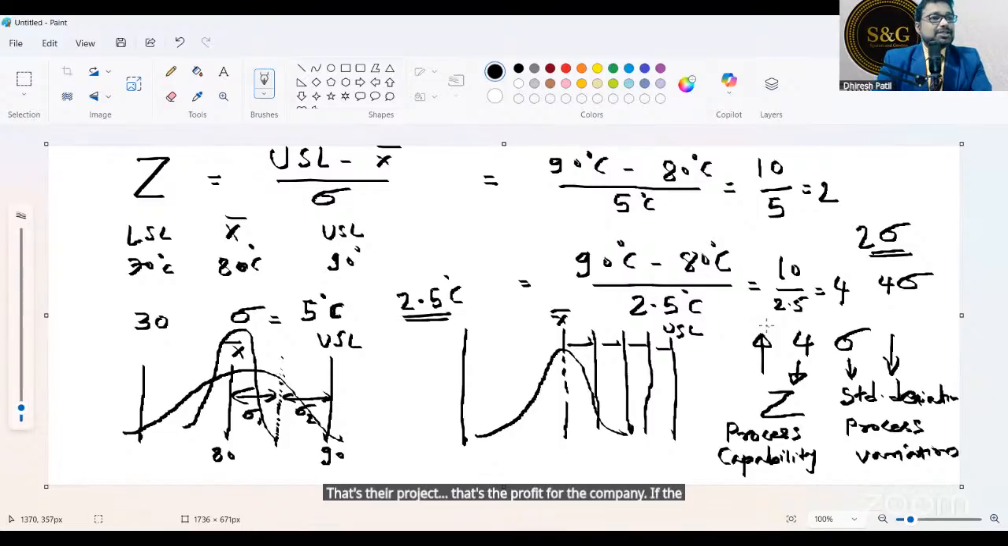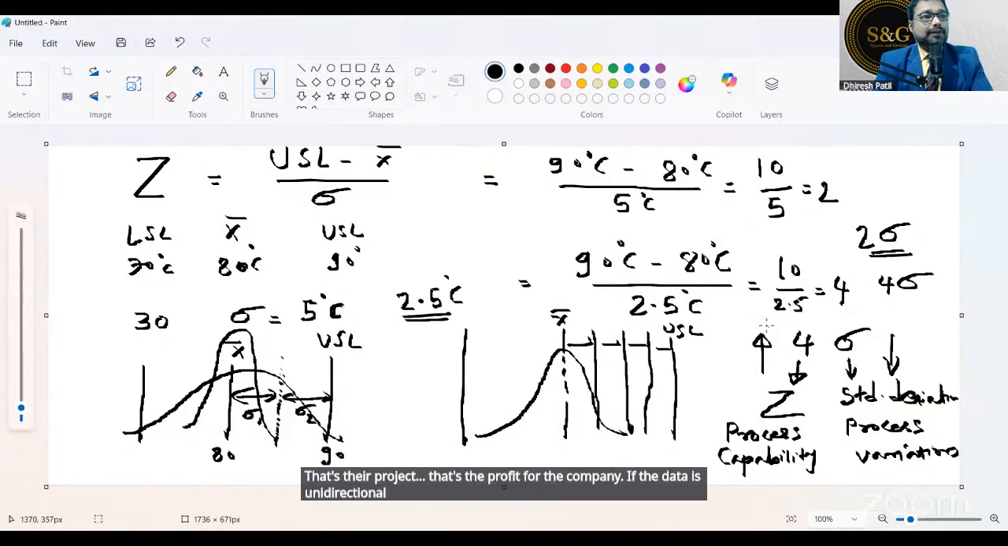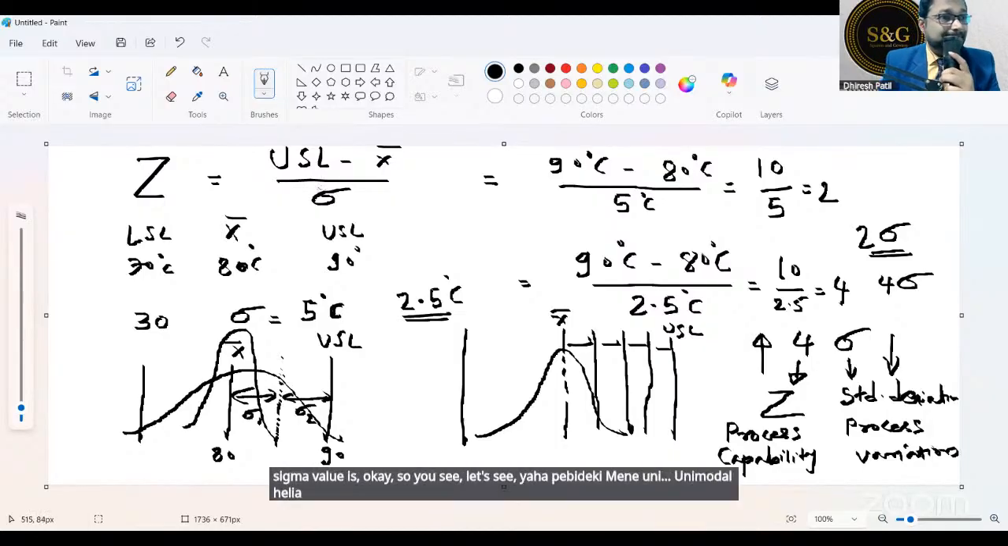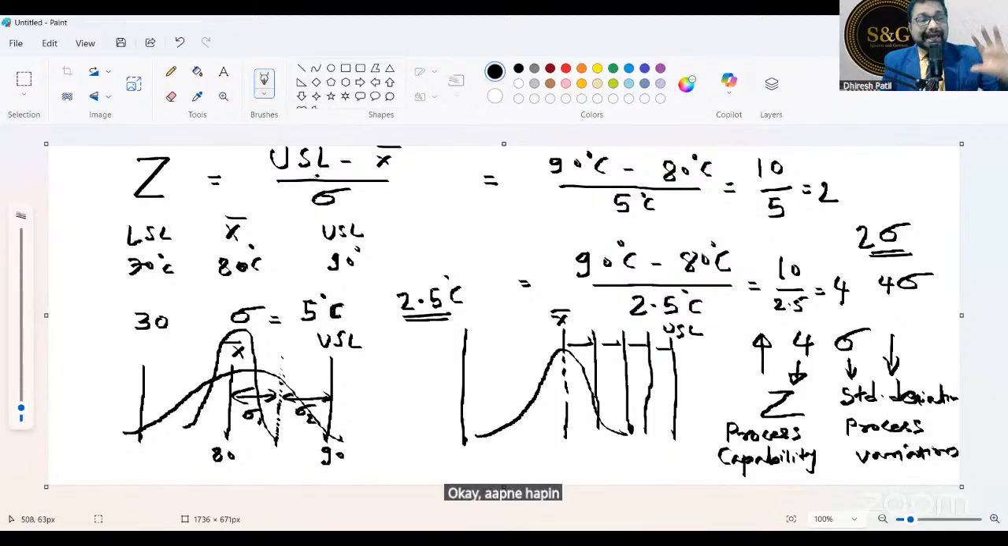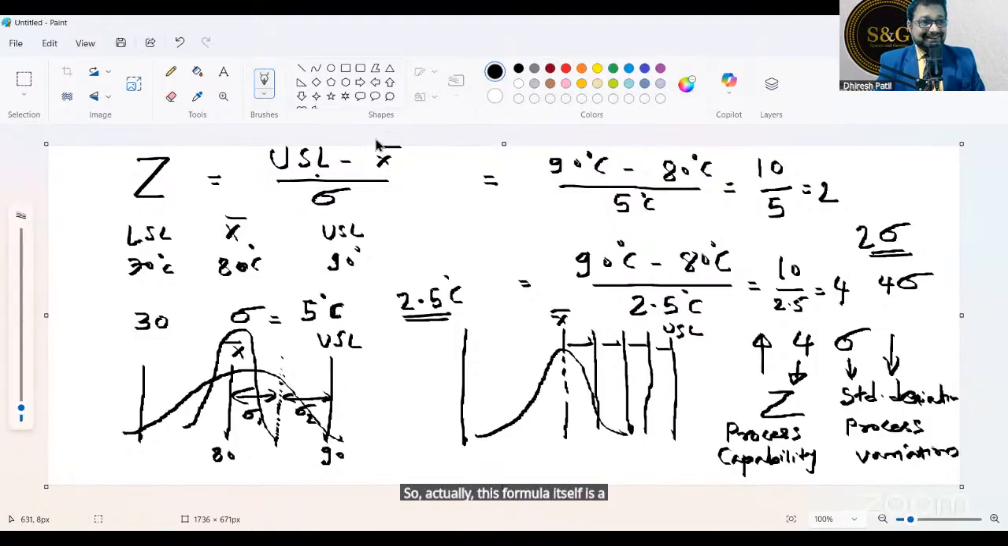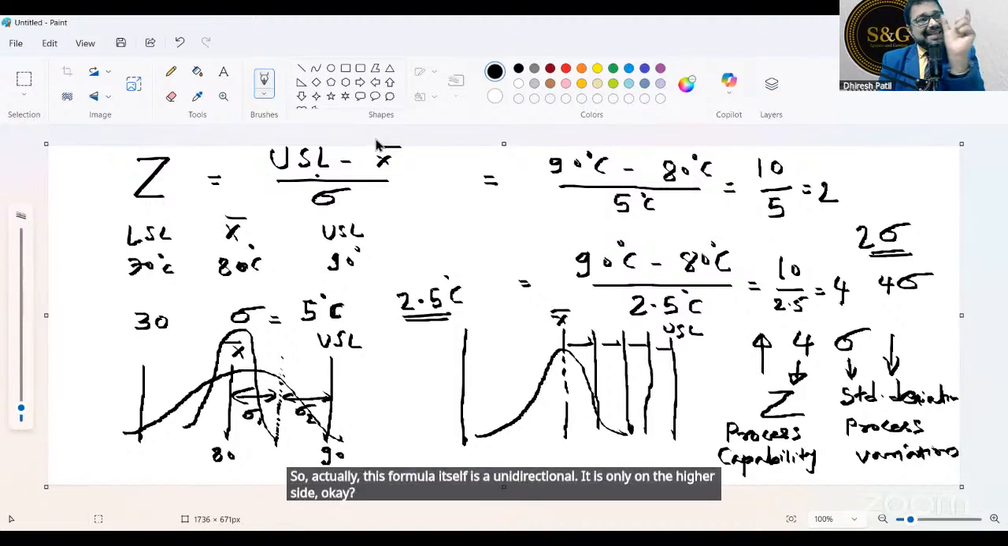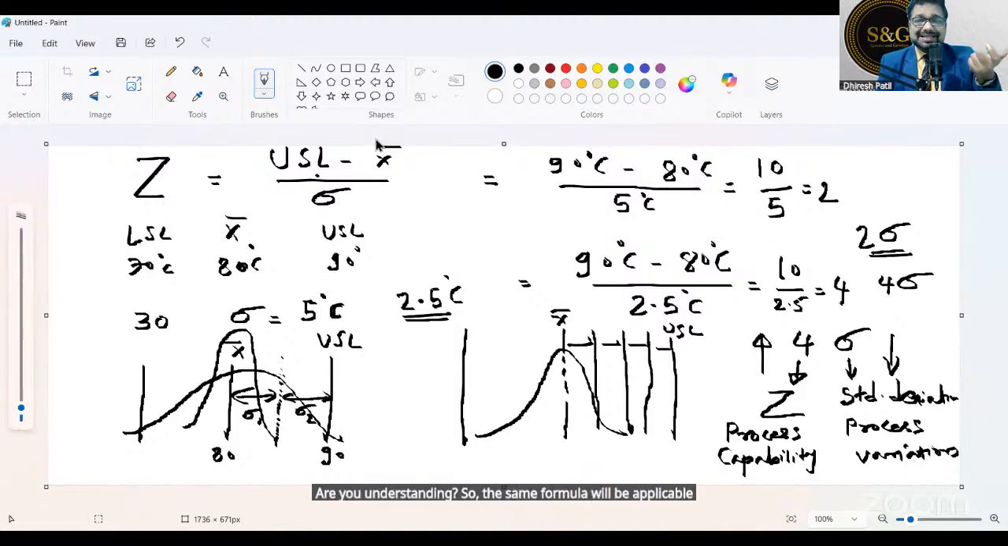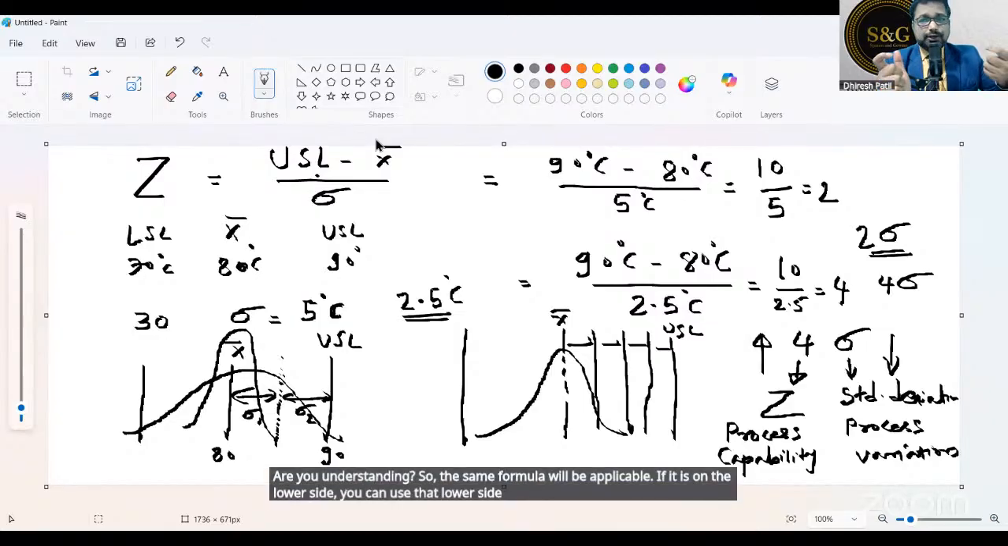If the data is unidirectional, then find the sigma value. So whichever way the sigma value is, okay. तो इसीलिए यहां पे भी देखिए मैंने यूनी मॉडल ही लिया है मितेश जी. ओके, आपने यहां पे देखा ना, मैंने एलएसएल का जिक्र ही नहीं किया है. I have not even considered LSL, which is on the other side. So actually this formula itself is unidirectional. It is only on the higher side. Okay. Are you understanding? So the same formula will be applicable. If it is on the lower side, you can use that lower side. If you're on the higher side, you can use the higher side.